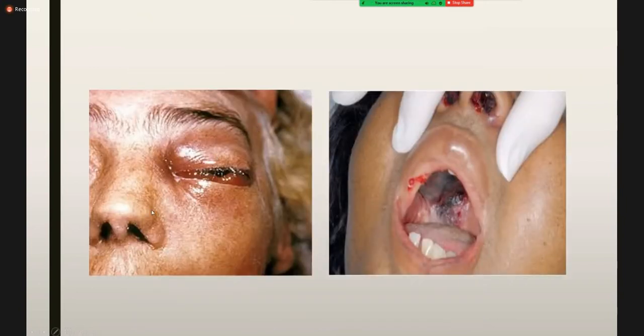This lady is having proptosis, a lot of chemosis, redness, and signs of inflammation. This is the hard phase in which the patient is having nasal discharge and a lot of necrotic debris with angioinvasion. And this is the area of the hard palate, with blackening of the hard palate. This is the pathognomonic clinical sign which we can see in cases of mucormycosis.